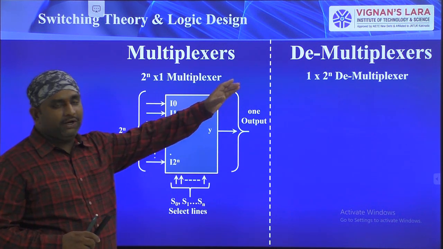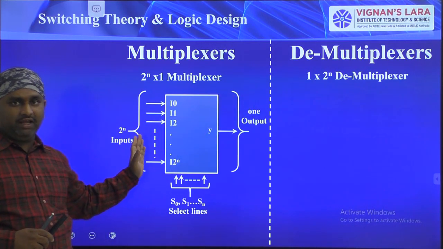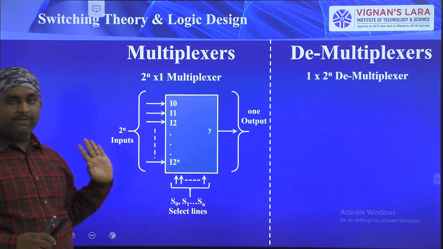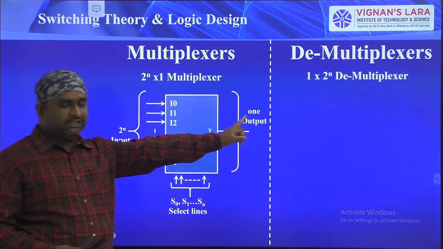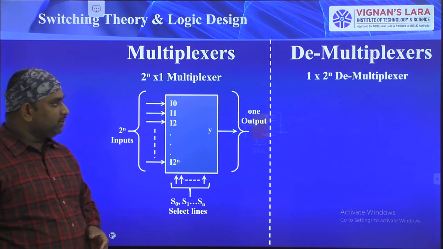Okay, next coming to the demultiplexer. The demultiplexer operation is exactly the reverse of the multiplexer. So for the demultiplexer we have only one input and 2 power n outputs. So see here.